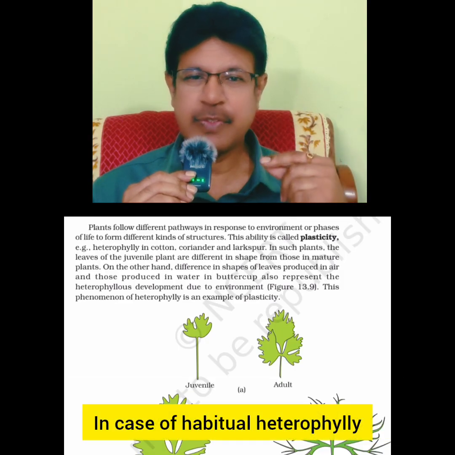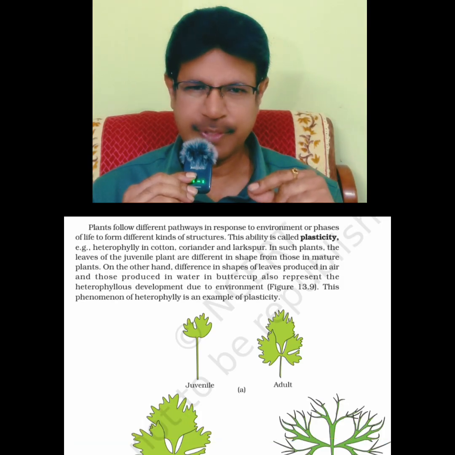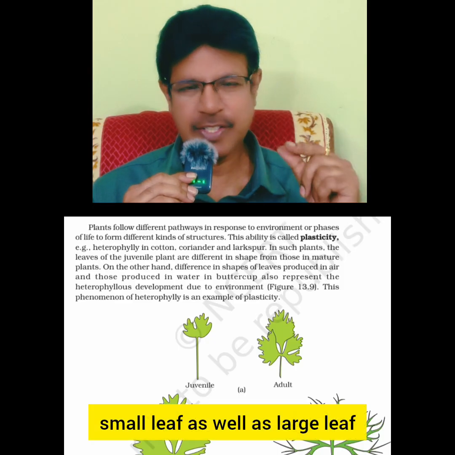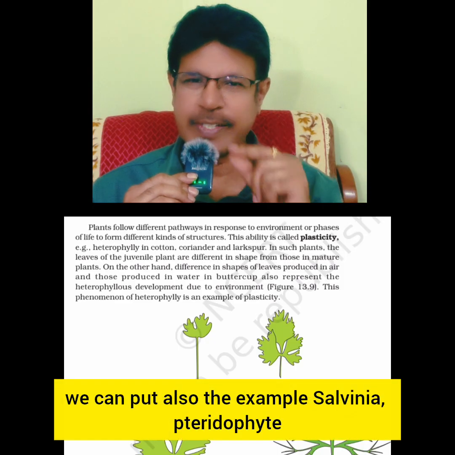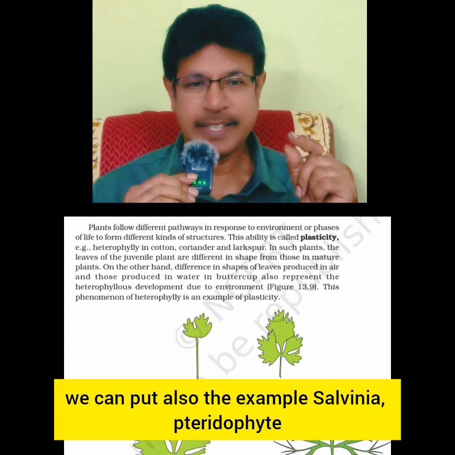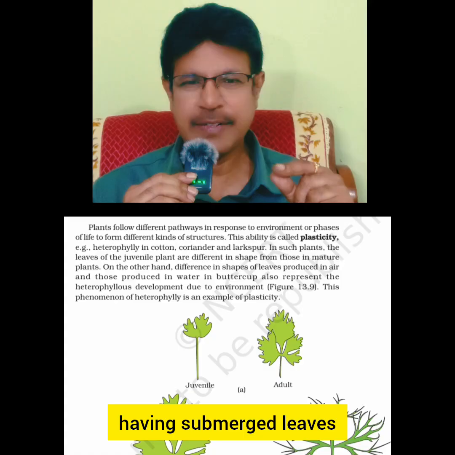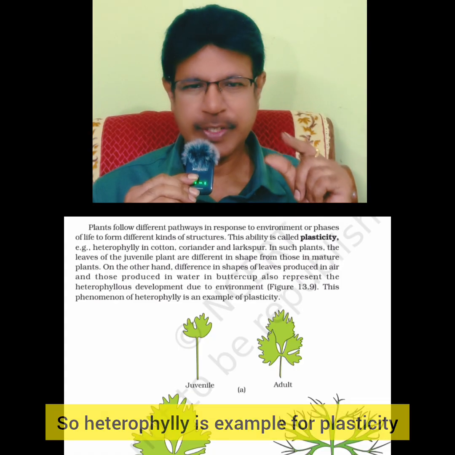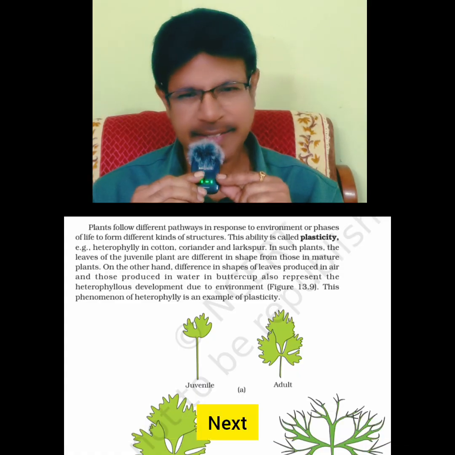In the case of habitual heterophily, right from the beginning two kinds of leaves are present. If we take Selaginella, there is a small leaf as well as a large leaf. For environmental heterophily, we can also quote the example Salvinia, a pteridophyte, a free-floating hydrophyte having submerged leaves which compensate for the absence of roots. So heterophily is an example for plasticity.